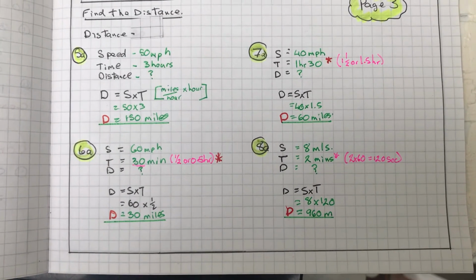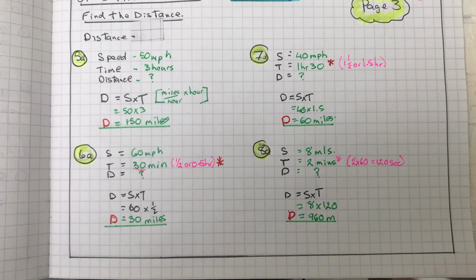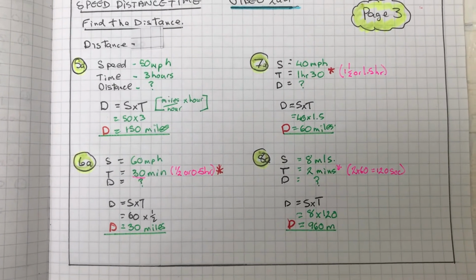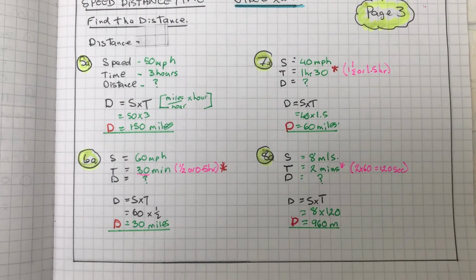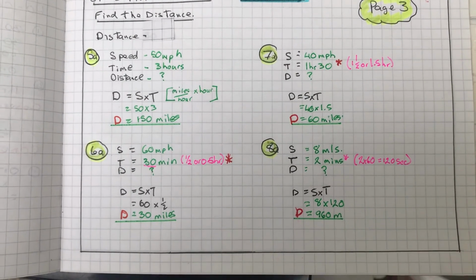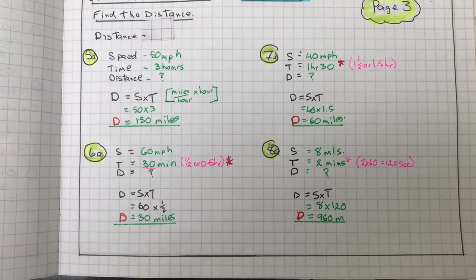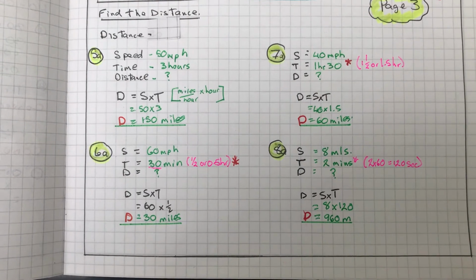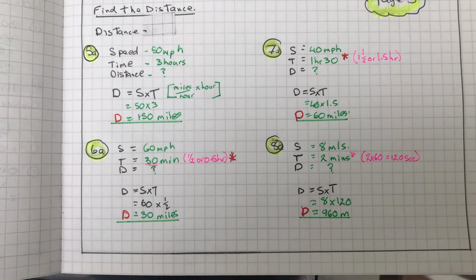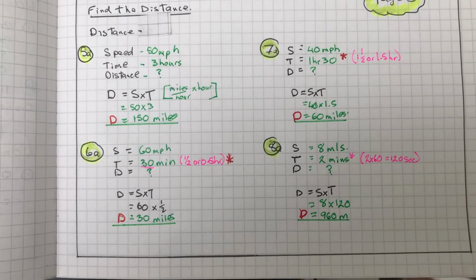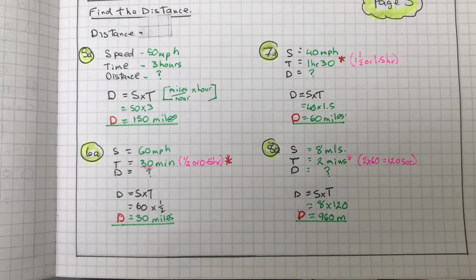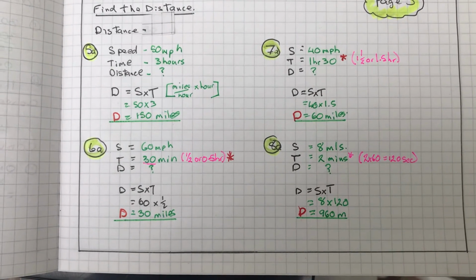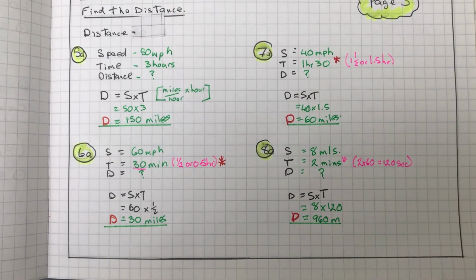If I look at 7a, speed is 40 miles an hour, time is 1 hour 30. What's the distance? Well, there's another red flag. Time is 1 hour 30 minutes. Using Monday's skill, we converted that to 1.5 hours. Formula, substitute, do. 40 times 1.5 gives me 60 miles.